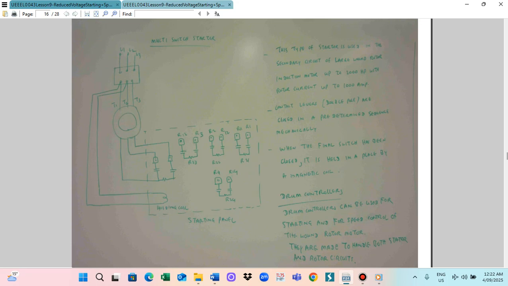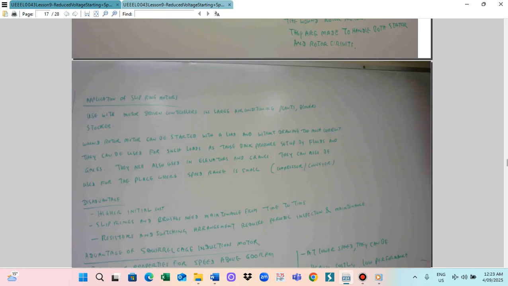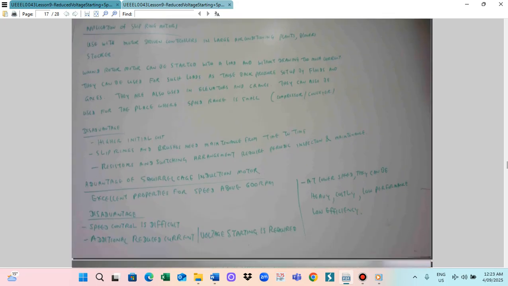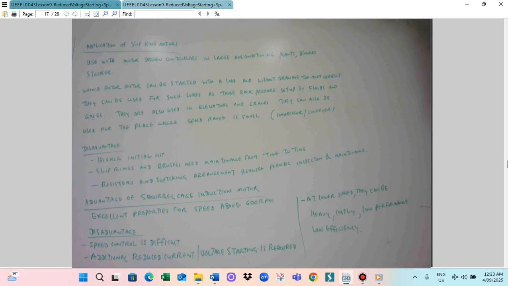After that comes the multi-band switch. Those are connected to the multi-band switch, so those starter switches can be switched. By this way, we can connect the multi-band resistance to the rotor circuit. That kind of starter is useful: we can use it for a motor up to 2,000 horsepower and a rotor current up to 1,000 ampere. So this is a very big motor we can start.